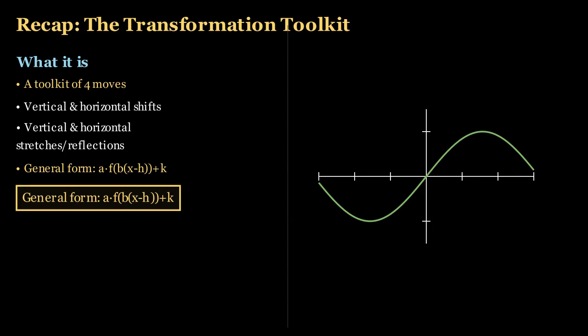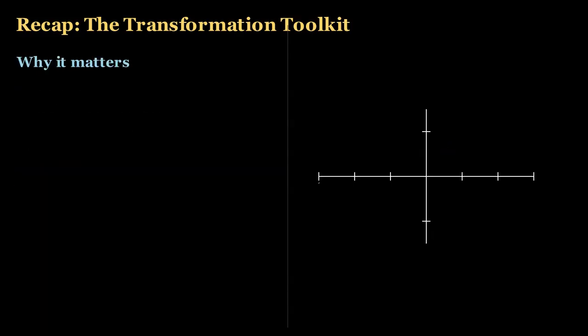All of these moves are captured in one general form, a times f of b times x minus h, all plus k. Each letter controls one specific move, so once you know the toolkit, you can read that form like a recipe. In calculus, you are constantly asking questions about a function's behavior. Where is it heading? How steep is it? What area does it enclose? If you have to plot every function point by point, you will be too slow.